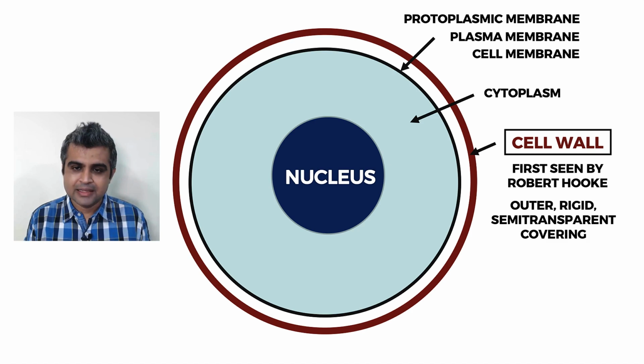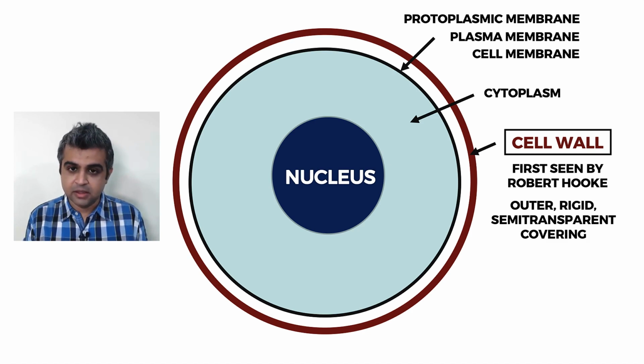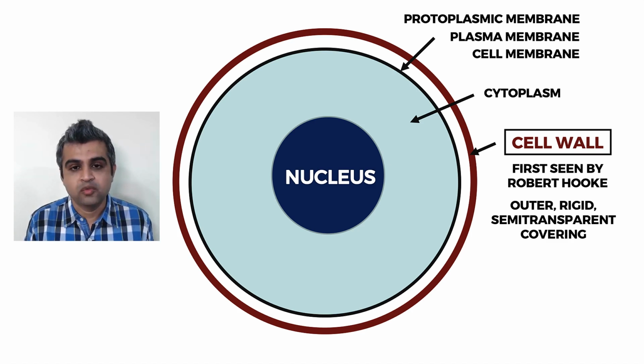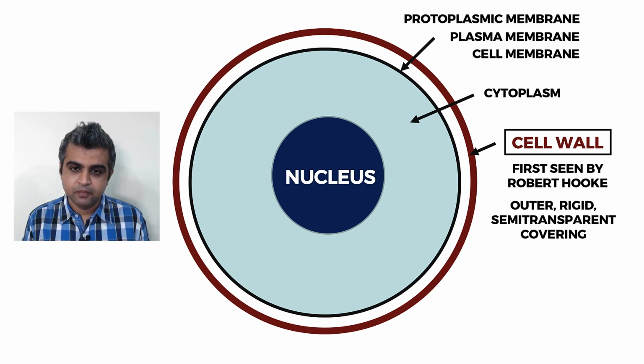After that, what we need to know about the cell wall is that it is the outer, rigid and semi-transparent part in a few eukaryotic cells, not found in all eukaryotic cells. And as we discussed in the third lecture itself, this is usually going to be found in the case of a plant cell.